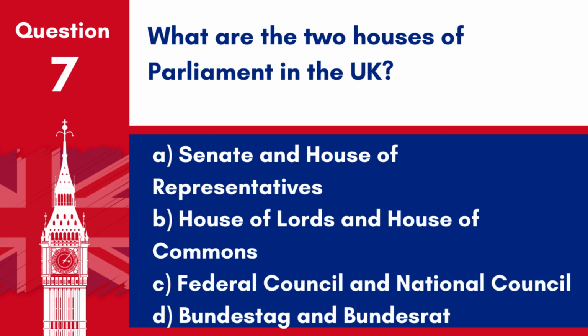Question 7. What are the two Houses of Parliament in the UK? A. Senate and House of Representatives. B. House of Lords and House of Commons. C. Federal Council and National Council. D. Bundestag and Bundesrat. Answer. B. House of Lords and House of Commons. The UK Parliament consists of two houses, the House of Lords, Upper House, and the House of Commons, Lower House.